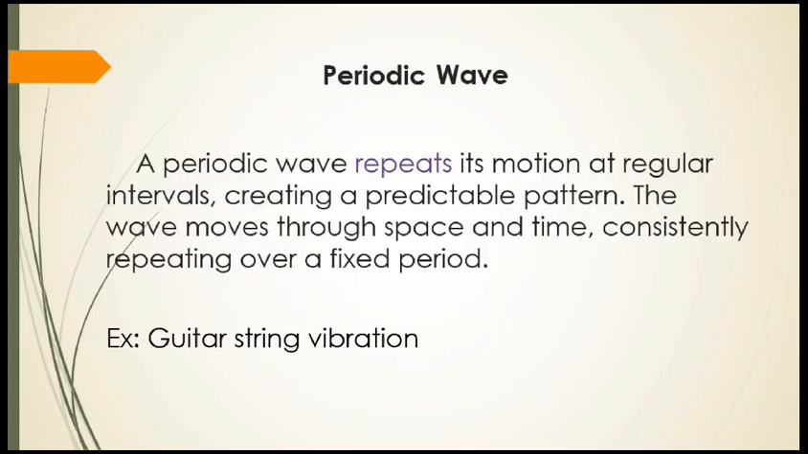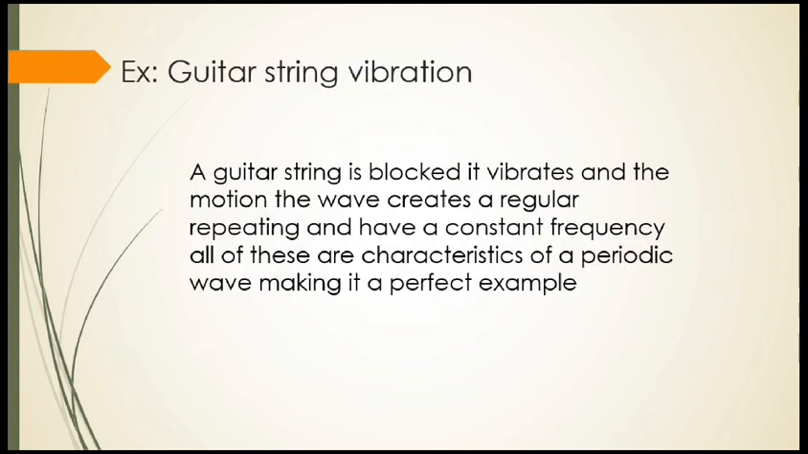Next is a periodic wave. A periodic wave repeats its motion at regular intervals, creating a predictable pattern. The wave moves through space and time, consistently repeating over a fixed period. An example of this is a vibrating guitar string. When a guitar string is plucked, it vibrates and the motion creates a regular, repeating wave that has a constant frequency. All of these are characteristics of a periodic wave, making it a perfect example.